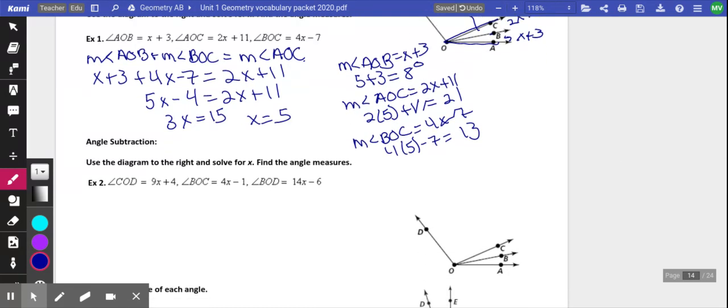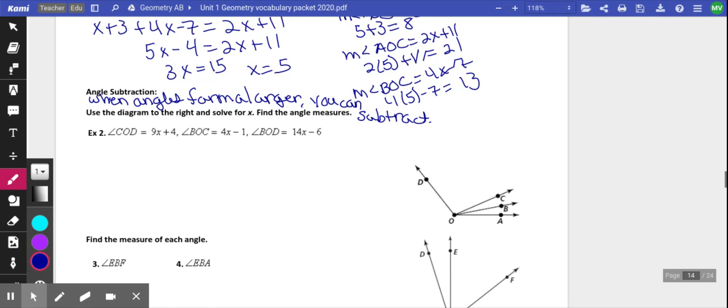Angle subtraction is very, very similar. That when angles form a larger angle, you can subtract. So it's just like angle addition, except we're kind of doing the opposite. So again, if we look here, we know that COD is 9x plus 4. And we know that BOC is 4x minus 1. And we know that BOD, which is the large angle, is 14x minus 6.